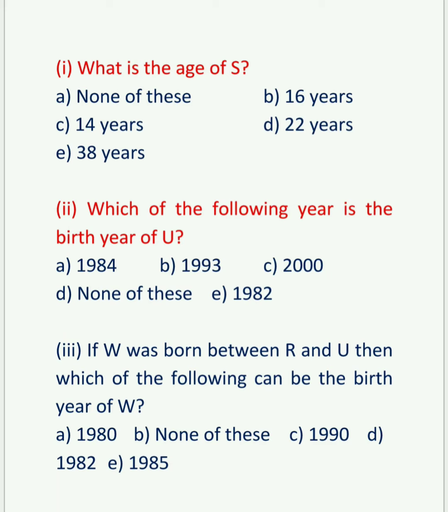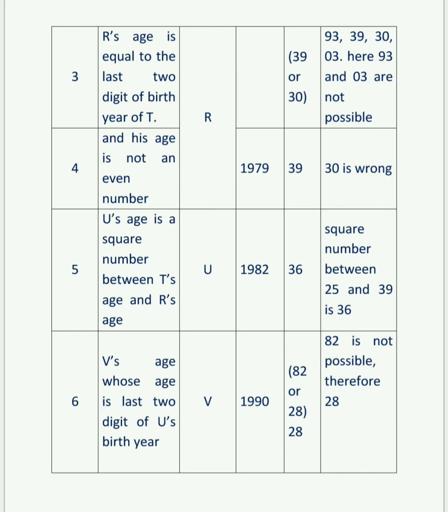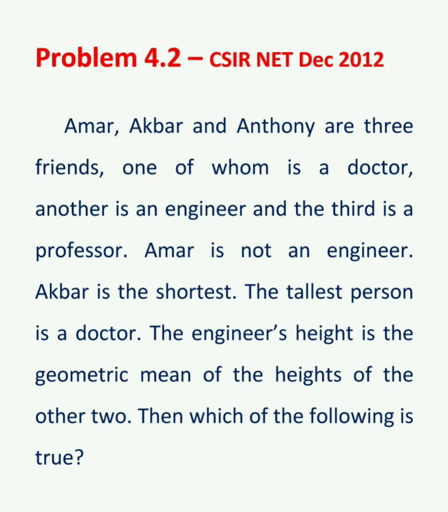Then question number 3, if W was born between R and U, then which of the following can be the birth year of W? So R and U, so R 1979, U 1982. With this period, in option A, 1980 is correct. Therefore, A is the correct answer. All the following problems are from the CSIR NET exam.